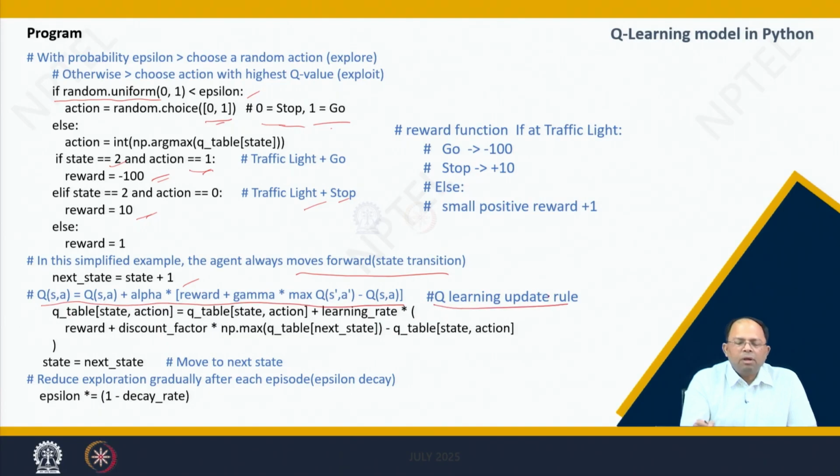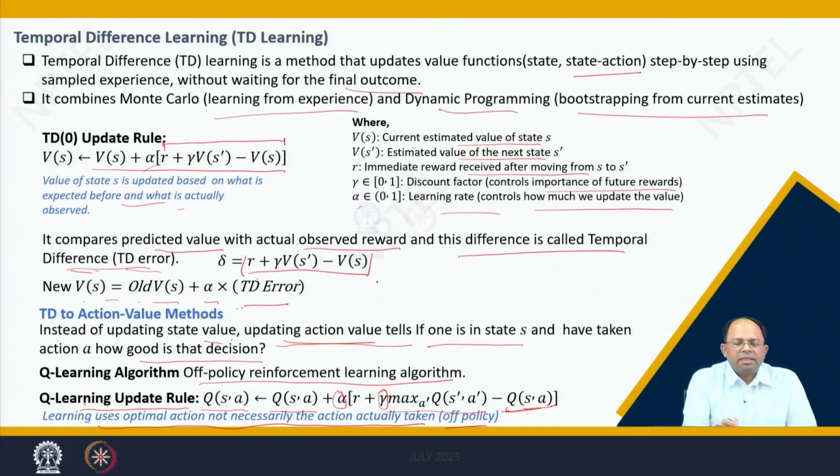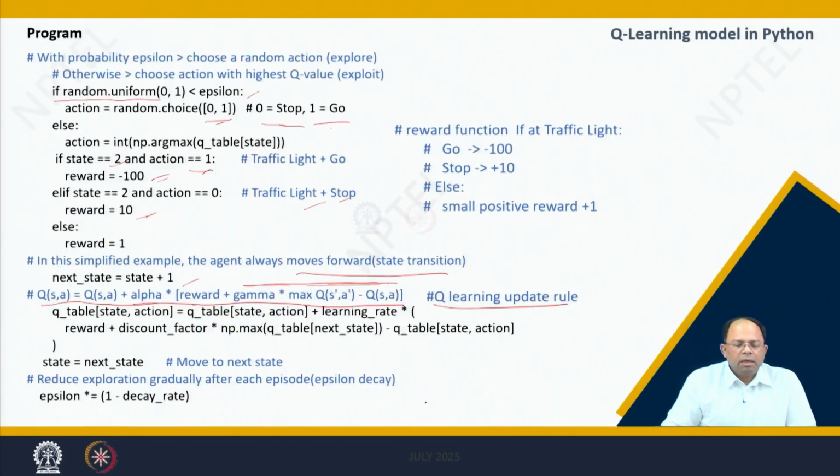And this is the Q learning update rule. This we learnt earlier. This is how the state action pair value is updated, with alpha and the discounted value of the reward, and this is the difference that we talked about earlier, that is the TD error. That is, new value equals old value plus alpha times the TD error, right? So this is what is happening over here, and we are updating the value.